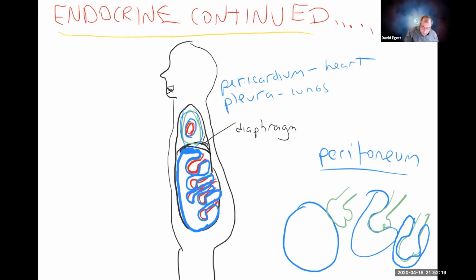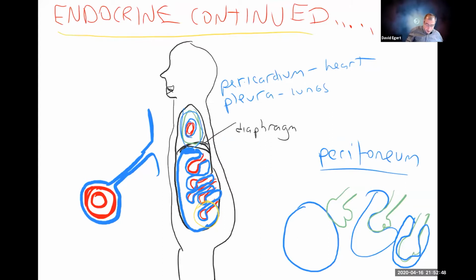So each of these pieces, if I look at this little section in magnification, it's going to look like this. Here is a cross section of my intestine. And here is this layer of the peritoneum, the serous membrane. It wraps around the actual thing and then it comes back down. So this is a cross section of your intestine.